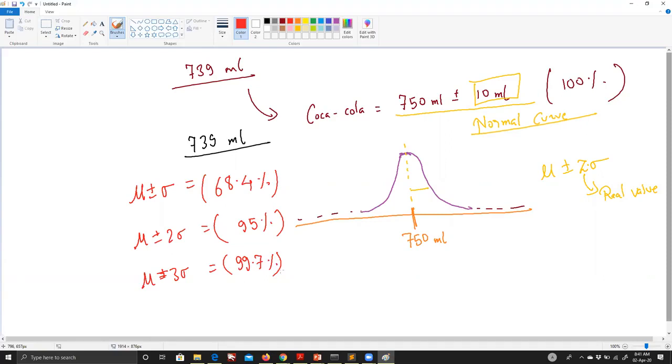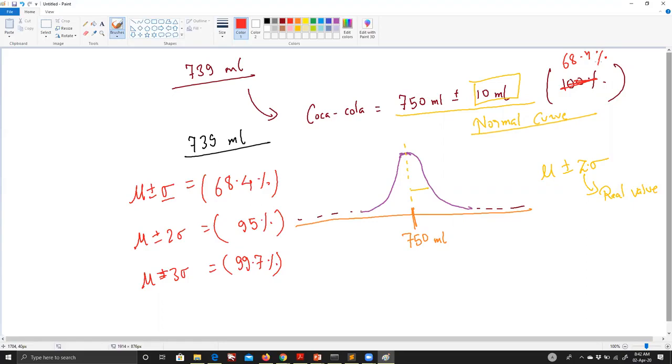Okay. So basically I need to know that plus minus 10 ml that you are looking at, how much sigma it is, because I want to have something called confidence. If this 10 ml is just one standard deviation, then we have confidence on only 68.4%.